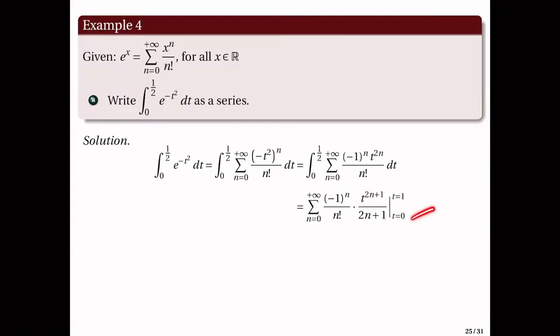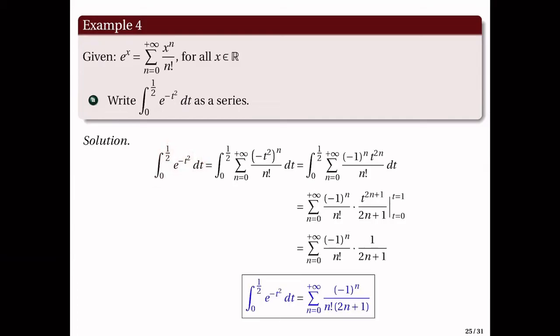When t is 0, this is 0, so this whole thing becomes 0. Okay? So, ibig sabihin, the integral from 0 to 1/2 of e raised to negative t squared dt is just equal to this series of constant terms. Okay?